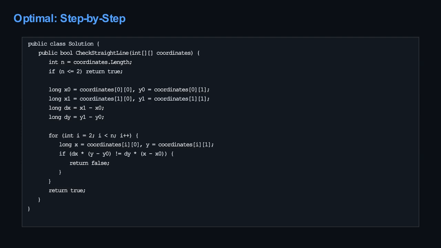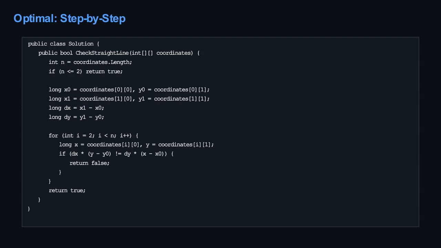Points (1, 2), (2, 3), (3, 4), (4, 5). First, we establish our reference points. Point 0 is (1, 2), point 1 is (2, 3). We calculate the change in x, which is 2 minus 1, so 1. The change in y is 3 minus 2, also 1. Now, for the third point, (3, 4), x is 3, y is 4.